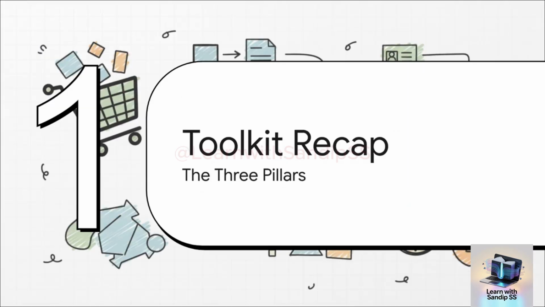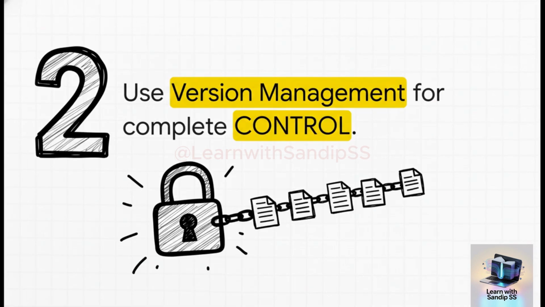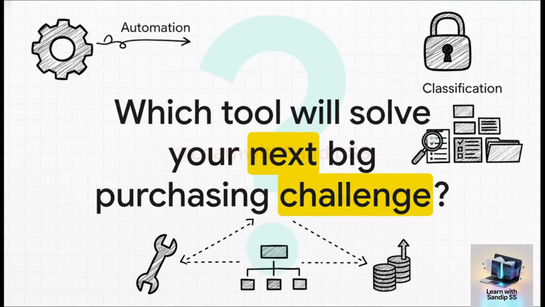So, we've covered a lot of ground today. Let's do a really quick rapid-fire recap of the 3 core configuration tools we've unpacked. First up, document types. Remember, this is your key to unlocking intelligent process automation. Second, version management. This is your go-to tool for maintaining complete control and that rock-solid audit trail. And finally, item categories. As you can see, they give you the power of precise classification for every single thing you buy. Automation, control, and classification. These really are the pillars of a well-run SAP purchasing system.